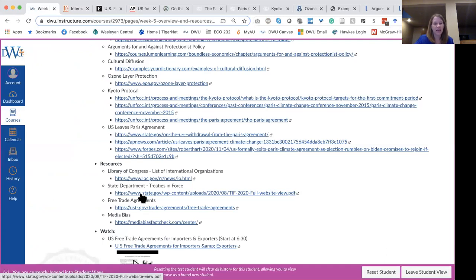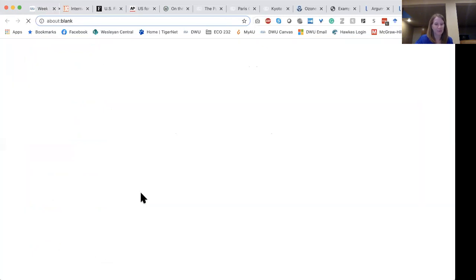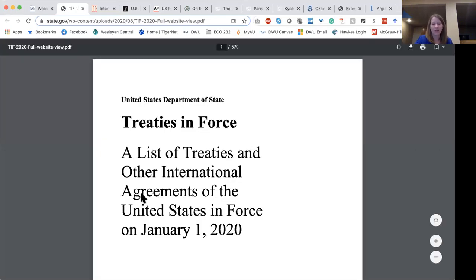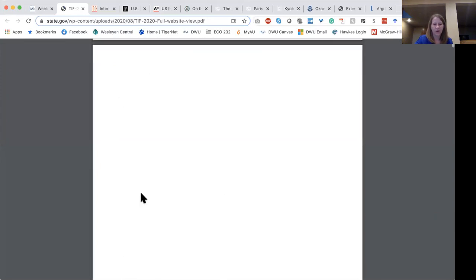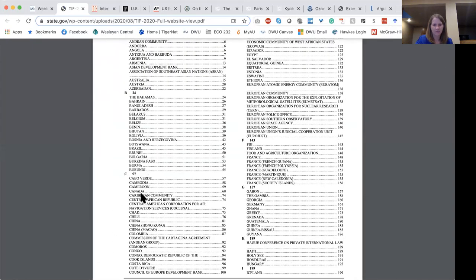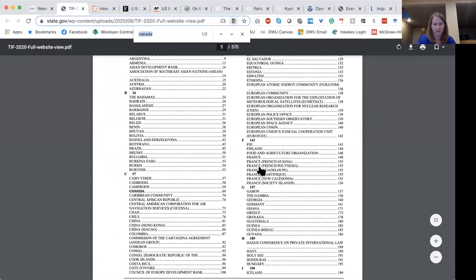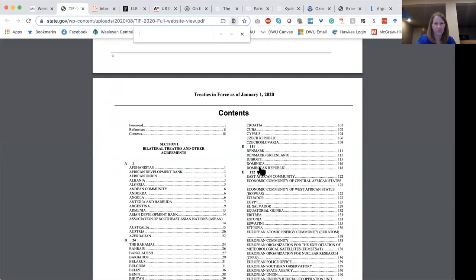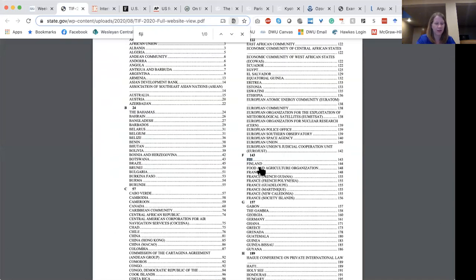We've got the State Department Treaties in Force. This is strictly a resource. Please don't try to read the whole thing. If you're wondering about a list of our treaties and international agreements with other countries, you can look up specific countries in this. So if you're wondering, what do we have with Fiji? You just Control F, or however you do it on a PC, that's what I was trying to think.